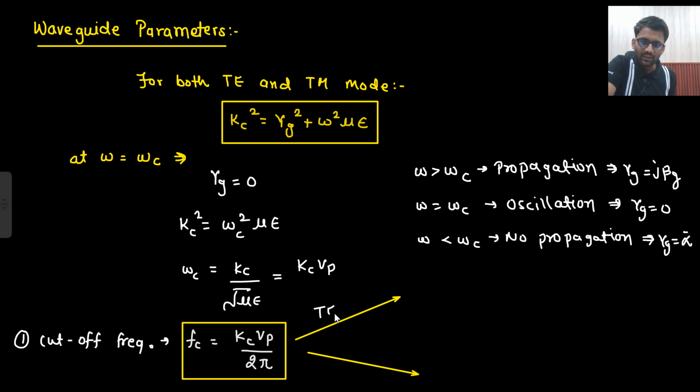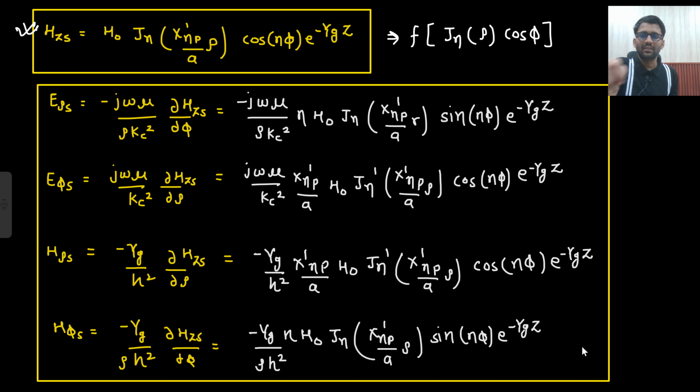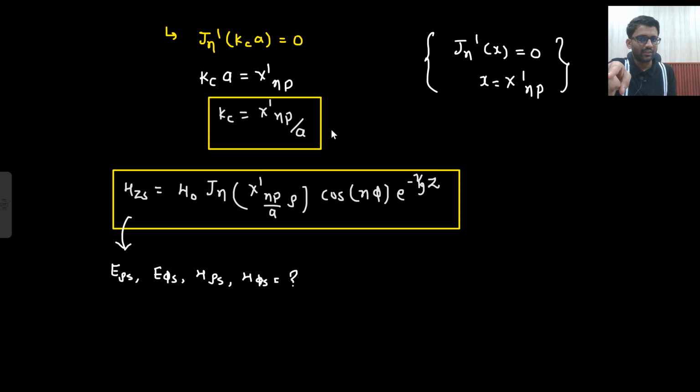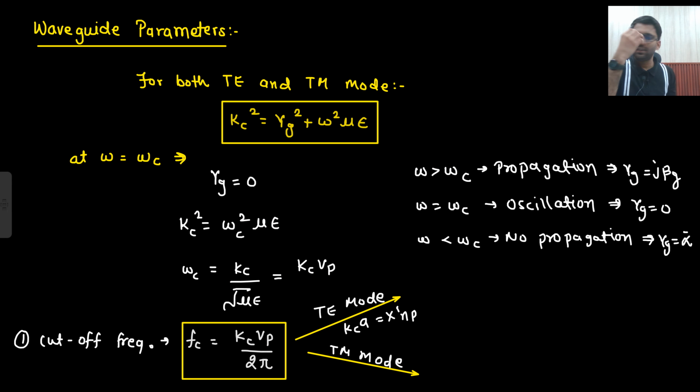So this is TE mode, transverse electric, and this is TM mode, transverse magnetic. In transverse electric mode, Kc into A is equal to X dash Np, right? Here we have seen this was our transverse electric mode, so Kc into A was equal to X dash Np.